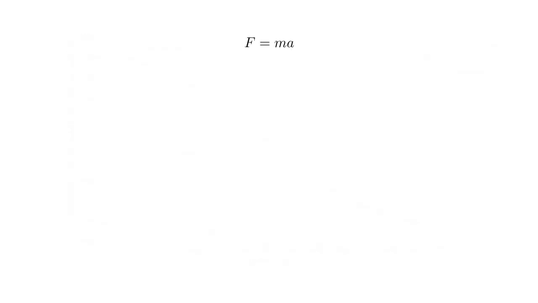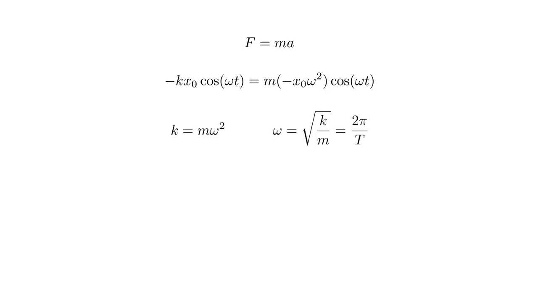Let's work out the constants of proportionality needed to satisfy F equals ma. F is minus kx, which is minus k x0 cosine omega t. ma is m times minus x0 omega squared cosine omega t. Canceling a common factor of minus x0 cosine omega t, we're left with k equals m omega squared. Solving for the frequency omega, we get omega equals square root of k over m.